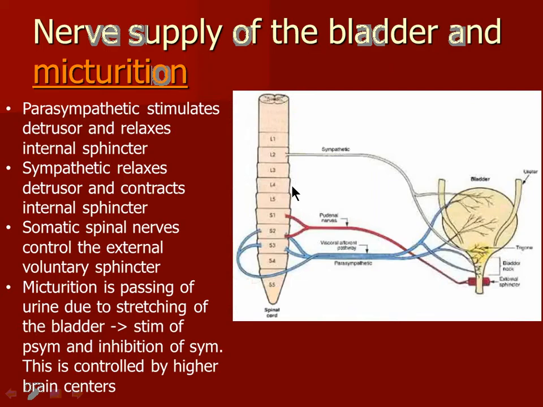In children, you must have noticed children have bedwetting problems, or what is known as enuresis. They're not able to hold the urine. That's because this higher center, the micturition centers from the pons and the cerebral cortex, haven't yet established those pathways to control that. That's why the moment their bladder fills, they can't hold it and they pass urine.